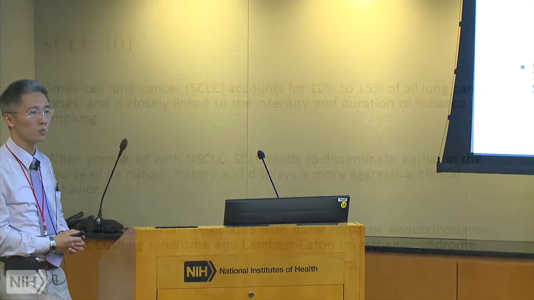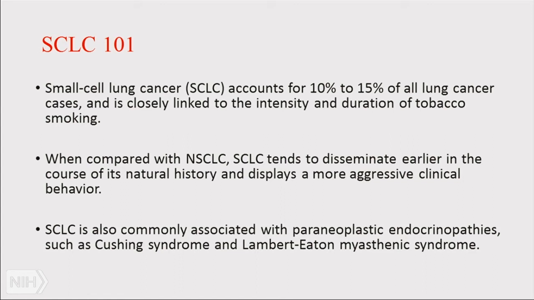The reason to classify lung cancer into small cell and non-small cell is that small cell behaves very differently from non-small cell lung cancer. Small cell tends to metastasize very early in its course, and the prognosis of patients with small cell is also much worse compared to non-small cell patients. Small cell lung cancer comprises 10 to 15% of all lung cancer cases, and it is a smoker's disease. Patients with small cell lung cancer almost always have decades of tobacco smoking history.